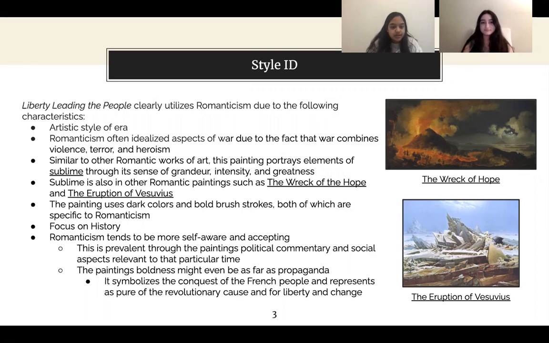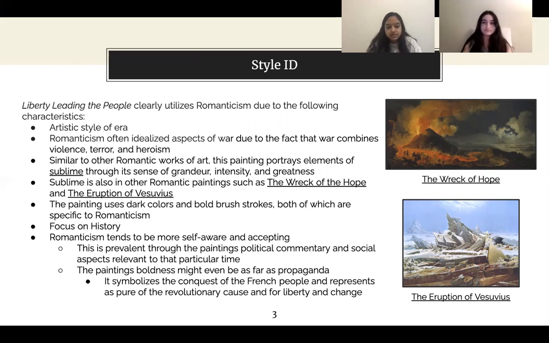Sublime is also in other romantic paintings, such as The Wreck of the Hope and The Eruption of Vesuvius. I don't know if I'm saying that right either, but you can see both those paintings on the right-hand side. And the painting uses dark colors and bold brushstrokes, both of which are specific to Romanticism.